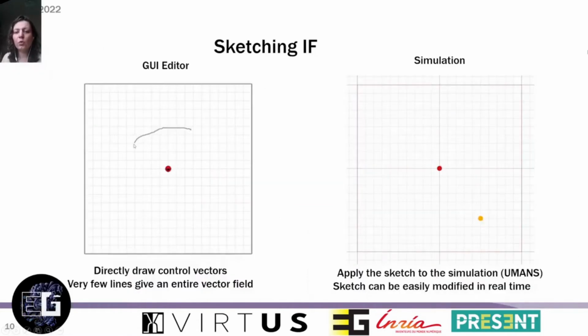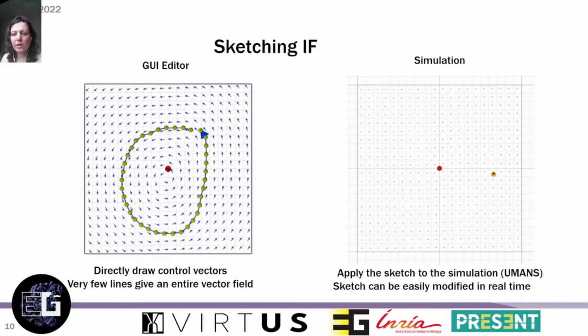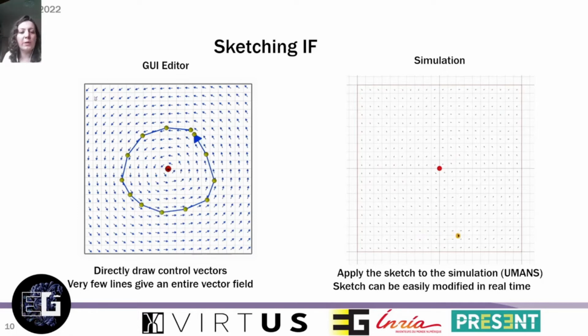So how do we sketch an interaction field? To design an interaction field, users simply hand-sketch it in a dedicated editor. For this, we use control vectors, which are the blue curves you see on the screen. Once all the control vectors have been drawn, we get the rest of the field by interpolation. You can correct and edit a field in real time in a trial and error approach. So with a few lines, you can create new behaviors in minutes.